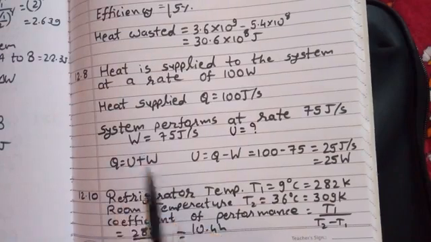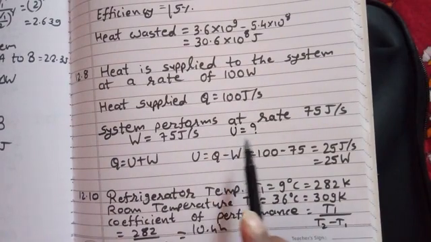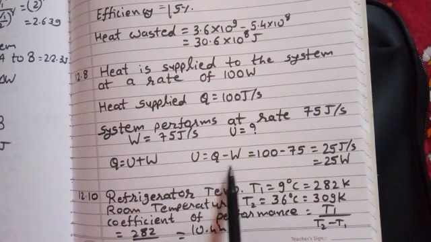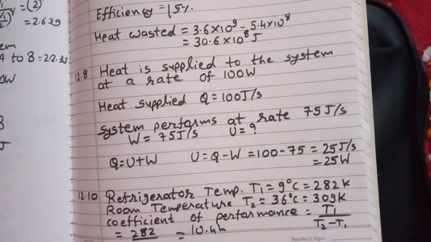That means this is again power of that system. So W is equal to 75 joule per second. We need to find U, internal energy. We know that formula Q is equal to U plus W. So U is equal to Q minus W. 100 minus 75, that will be 25 joule per second. So it is 25 watt.